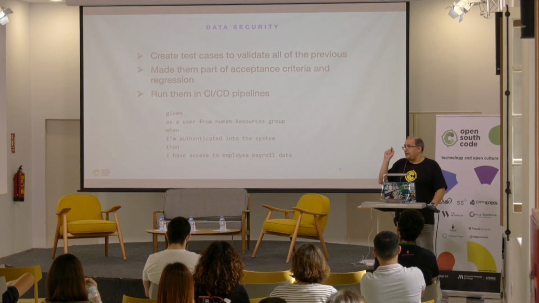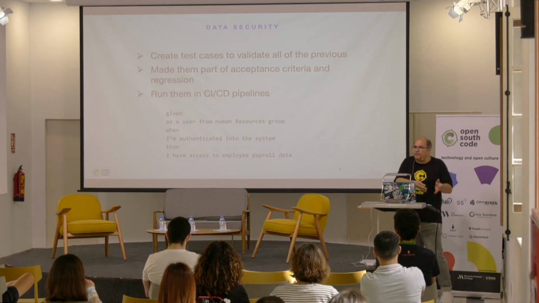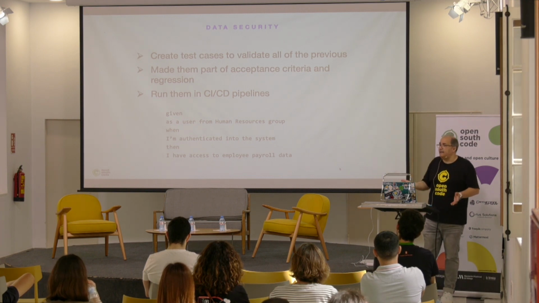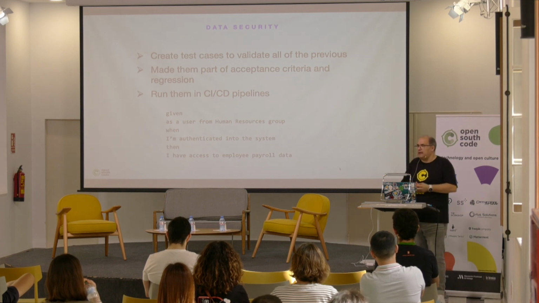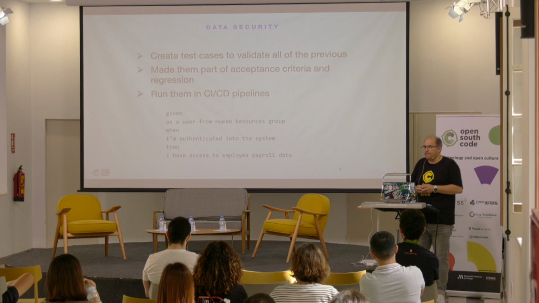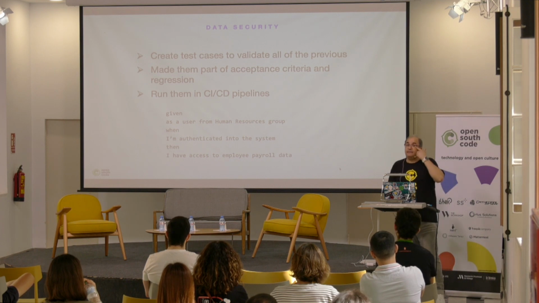Make that part of your acceptance and regression tests. And as you have it then automated, run them with your CI/CD builds. If they are too many, you cannot run them on every check-in. Do it at least nightly, but you have a very good safety net that allows you to ensure that your data is used appropriately. Okay? Questions about data? No?